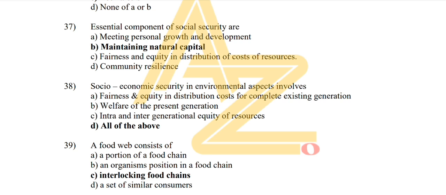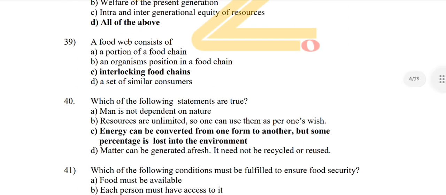Fairness and equity in distribution, costs for the existing generation, welfare of the present generation, intra- and intergenerational equity of resources: all the above. 39th question. A food web consists of interlocking food chains. Which of the following statements are true? Energy can be converted from one form to another, but some percentage is lost into the environment.